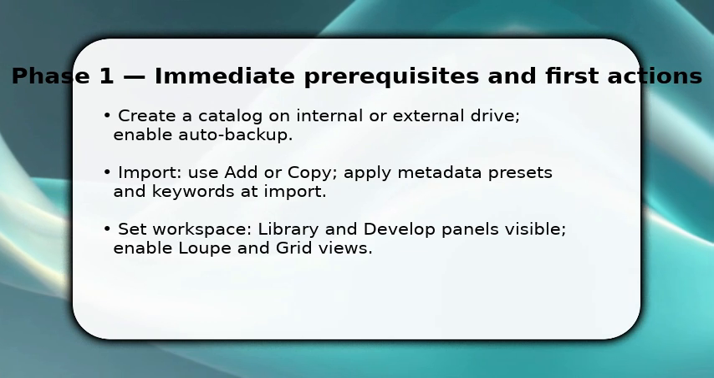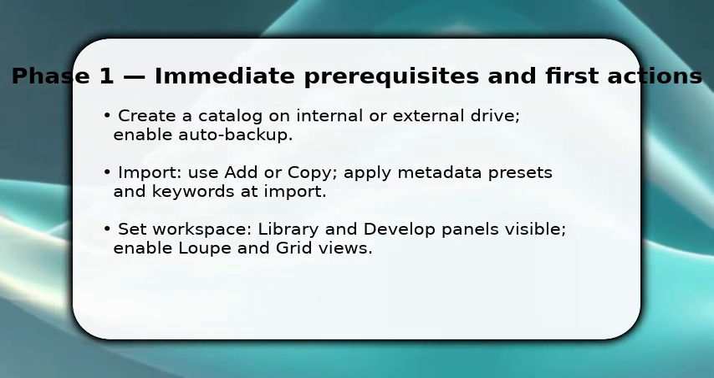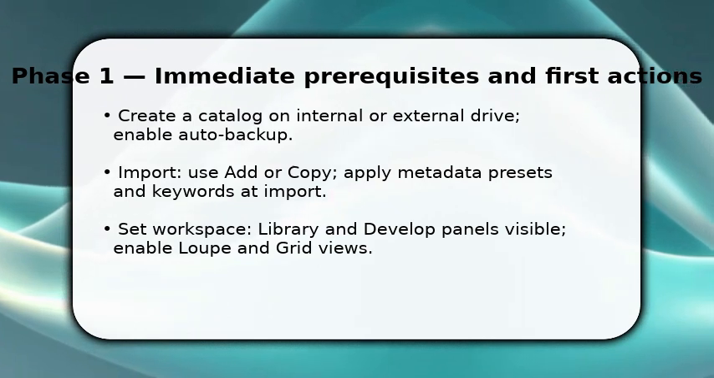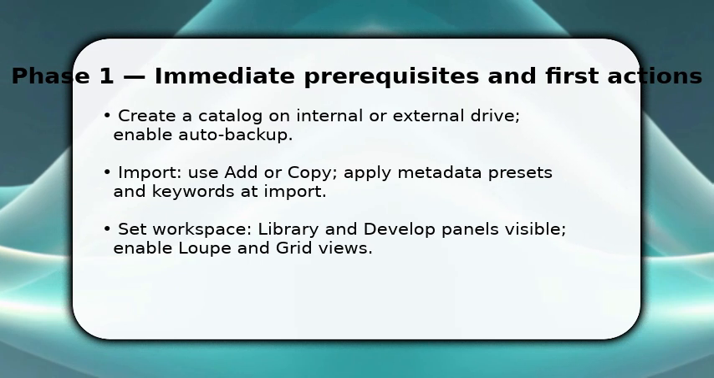Next, do a quick cull in grid or survey view to reject obvious failures. Flag keepers with the P key. This first sweep saves time later and prepares only the best frames for editing.